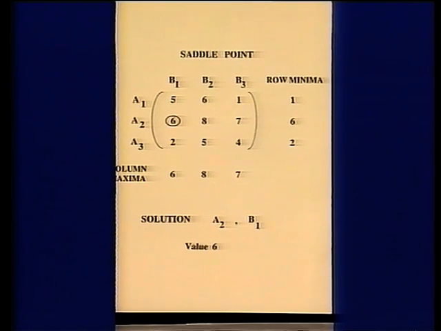In this case, the maximum of the row minima, 6, is equal to the minimum of the column maxima, 6, and it's the element circled. And that's known as a saddle point. And when you have a saddle point, that method of solution will locate it and tell you which strategies the two players should adopt. On the other hand, not all games have such a simple solution, and here's an example of one which doesn't.